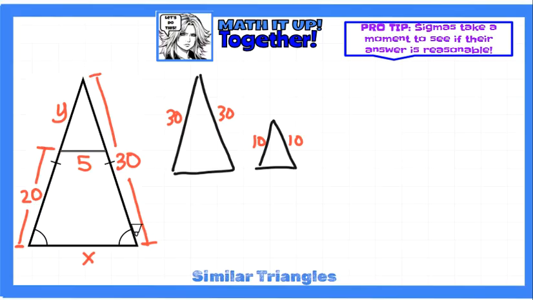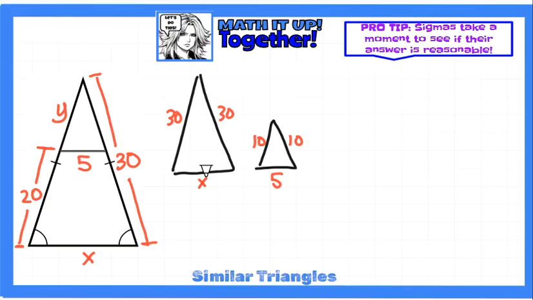So again, the full length was 30. They gave us the 20. This has to be the rest of it, which would be 10. They gave us this measure for our small triangle, and this is the other measure that we're having to solve for.